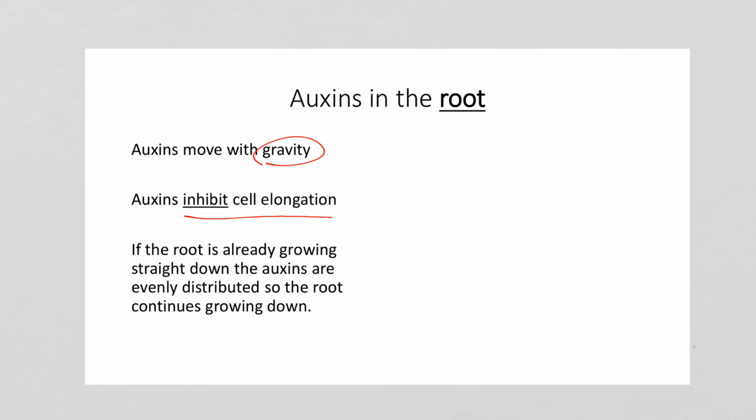And if we have the ground and the root going down, we have our auxins being made at the bottom, at the root tip. Because of gravity, they're going to get pulled down. They accumulate at the bottom, which means that the bit above it is going to elongate faster.